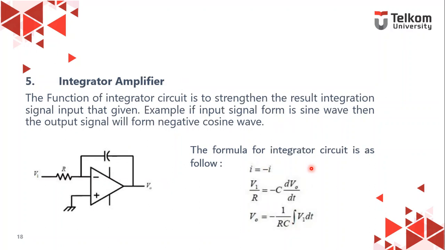Fifth, integrator amplifier. The function of integrator circuit is to produce the integration of the input signal given. Example, if input signal form is sine wave, then the output signal will form negative cosine wave. The formula for integrator circuit is as follows.